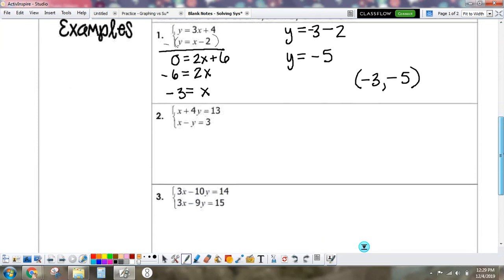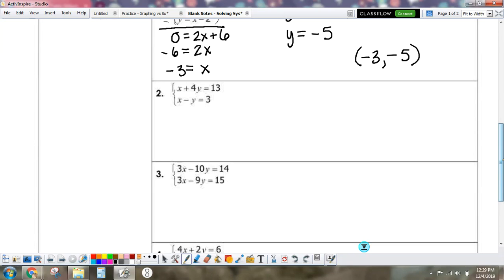Let's try number 2. Again, our first step is to make sure that we have everything lined up, and we're going to eliminate one of our variables. I have my x's lined up, my y's lined up, and these numbers lined up. So I'm going to eliminate the one with common coefficients. In this case, it's my x terms. So I'm going to do a subtraction of everything. x minus x gets me 0. So that's just gone. 4 minus a negative 1 is a positive, right? So 4 plus 1, that's 5y.